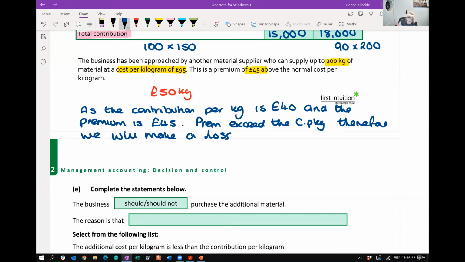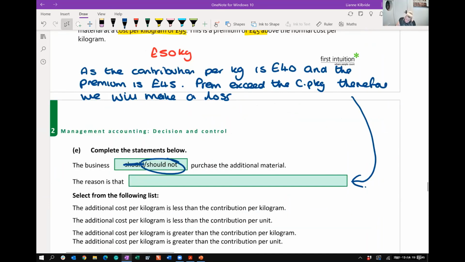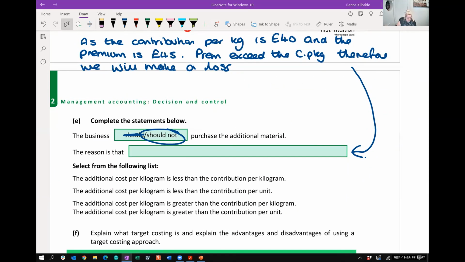So in this case, we should not purchase that additional material. Well done for those who have popped that into the answer. I'll give you the answer for this one. It's saying reason why. Just looking at the options available, it's that first option, isn't it? The additional cost per kilogram is less.